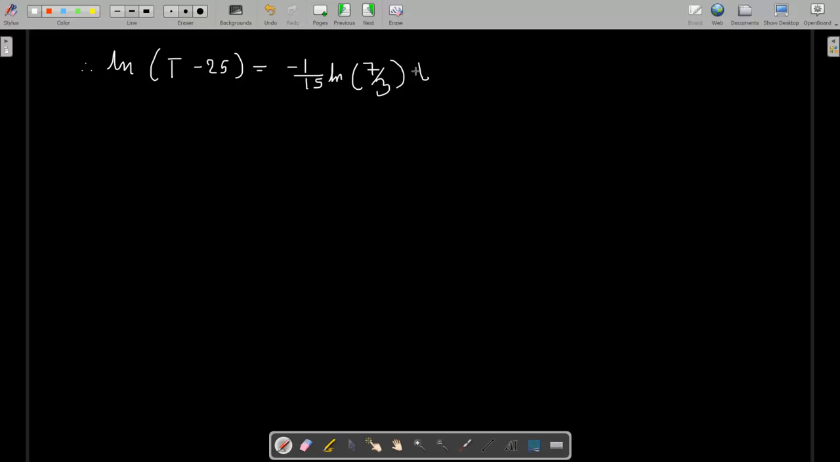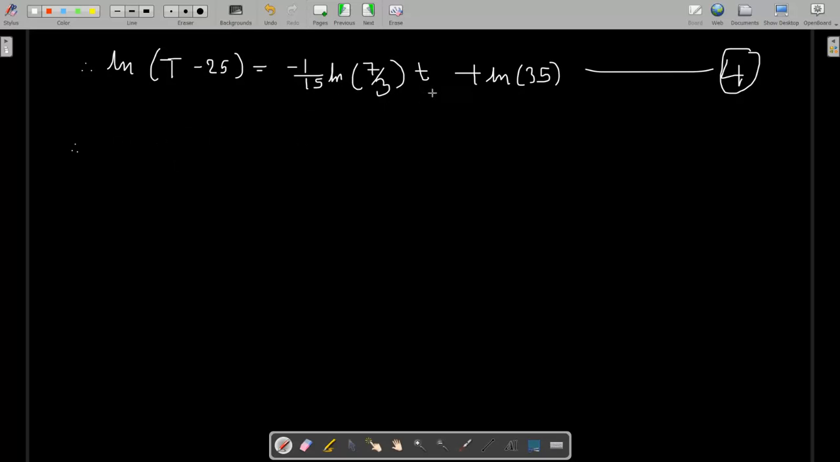So our final equation is ln of T minus 25 is equal to minus k, where k is 1 by 15 ln 7 by 3, times t, plus ln 35. This is our equation, say equation number 4. This is our final generalized equation with all the constant values. Now we have to find the temperature at the end of 30 minutes.